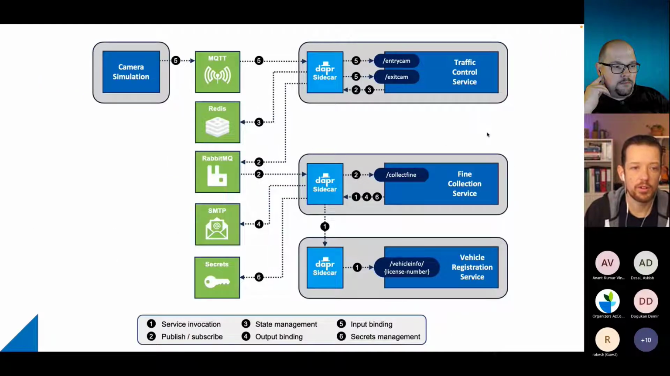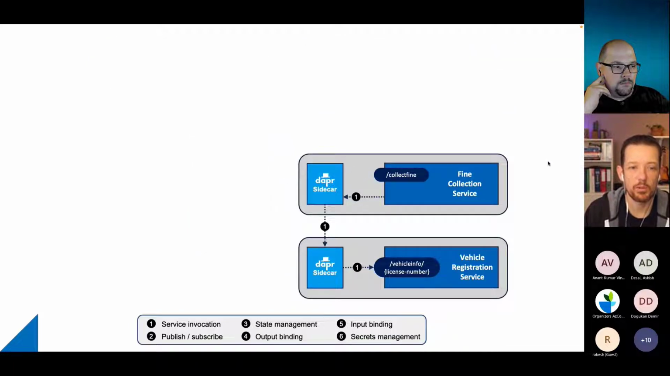All right, so going back to this traffic control diagram that Edwin introduced, my next demo will focus on the communication between the fine collection service and the vehicle registration service. So whenever the fine collection service registers a fine, it needs to get some vehicle details from this vehicle registration service. And at the start of the demo, that is still implemented as a direct HTTP call. And we'll change that HTTP call to Dapr service invocation so that the end result will be as shown in this diagram here.